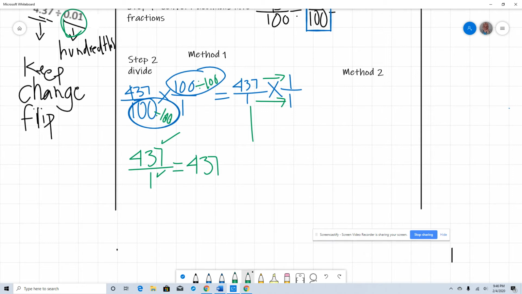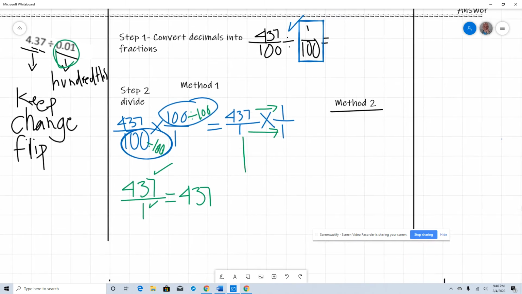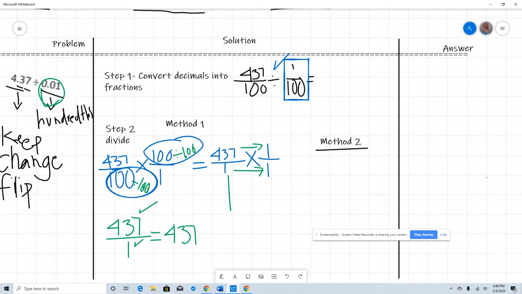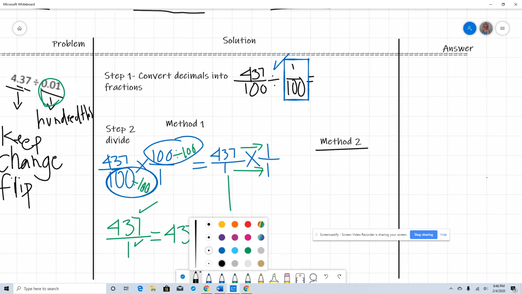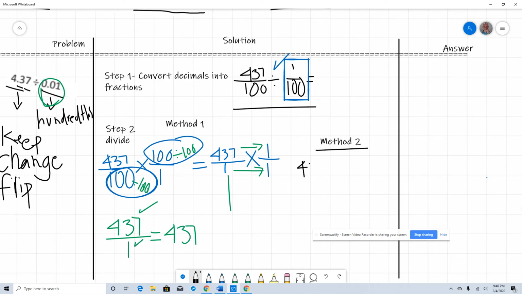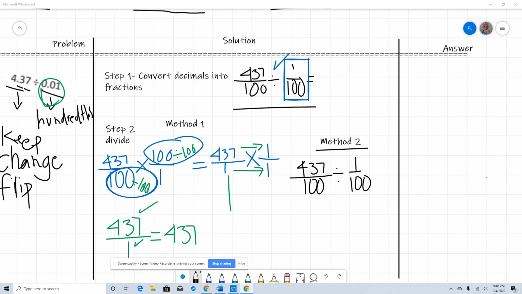Our second way to solve this problem is this one. We're just going to rewrite. Let me move my screen down a little bit. Rewrite the fraction the way we wrote it in the beginning. So we're going to copy this: 437 hundredths divided by 1 over 100. Okay? So when you do the multiplication, here's the trick for this method number 2. You're going to multiply across, and the answer is going to be on the numerator.